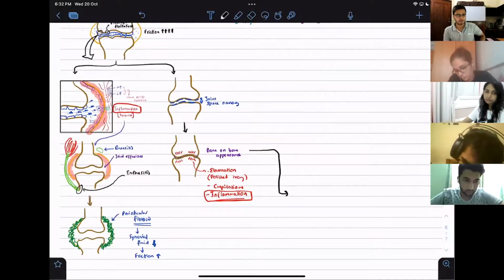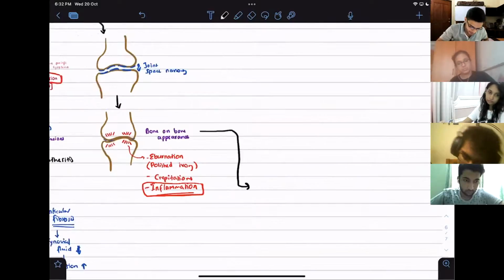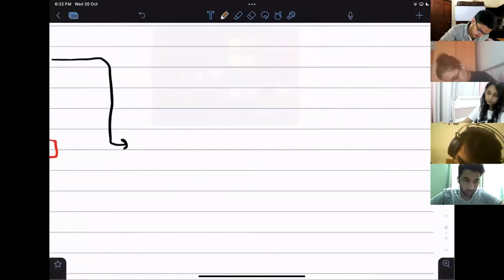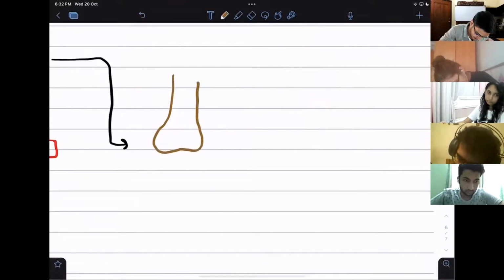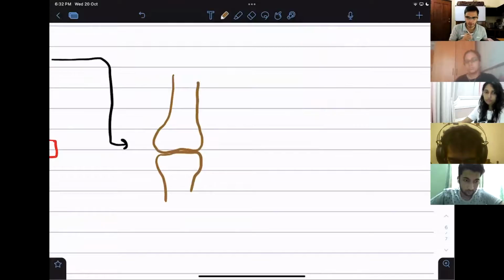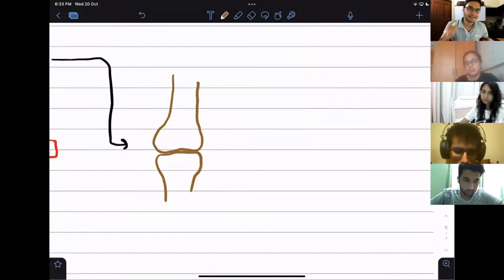Because of this bone on bone appearance, because of this hibernation, what can happen? Look at this, guys. Let me draw like this. Now what is happening? Bone is on bone, right? Here, guys, in the subcortical bone, what are the main two types of cells in bone tissue? Yes, osteoclast and osteoblast, right?